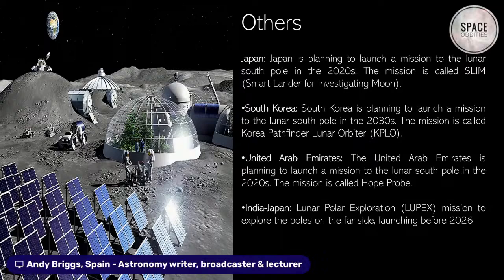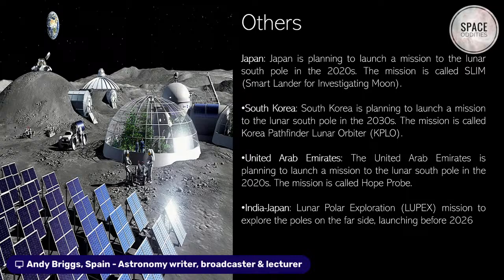Others, Japan is planning to launch a mission to the lunar South Pole in the 2020s. It's called SLIM. This is a much nicer acronym, Smart Lander for Investigating the Moon, which I like. That's short and sweet and to the point. South Korea are planning to launch a mission to the lunar South Pole in the 2030s. That's a little more of an unpronounceable acronym. It's KPLO, the Korea Pathfinder Lunar Orbiter. UAE, the United Arab Emirates, is planning to launch a mission to the lunar South Pole in the 2020s. That's called Hope Probe, because their Martian mission is also called Hope, of course.